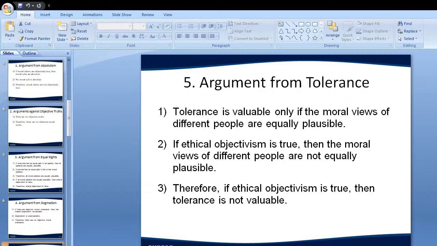All right, so we're looking at premise 2. So we're not going to attack premise 1. If ethical objectivism is true, then the moral views of different people are not equally plausible. But that seemed to be true as well. So what do we say? Back to 1?